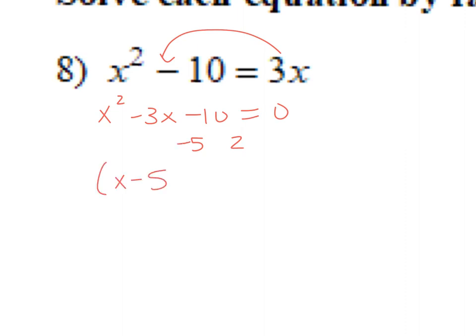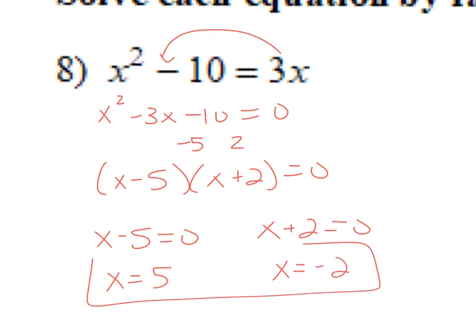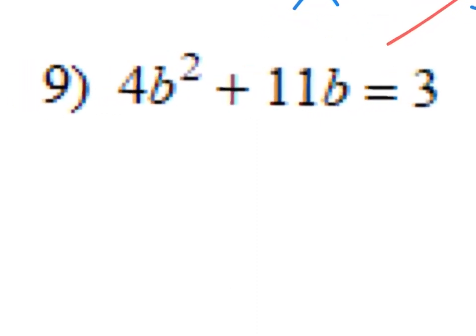So I have x minus 5, x plus 2 equals 0. Now set each factor equal to 0. And then solve. So I end up with x equals 5 and x equals negative 2. Okay, on this one, go ahead and set equal to 0 again.